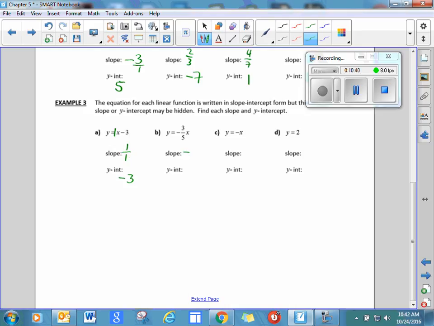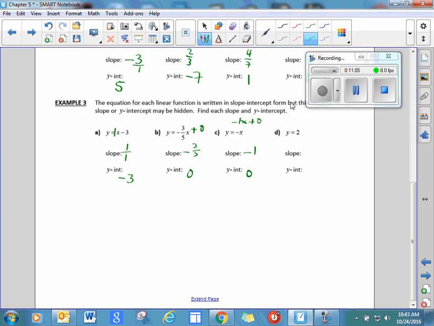Over here, yeah, the slope is -3/5, but I don't see a y-intercept. It's the ghostly 0, plus 0. He crosses the y-axis at 0. On this one, there is a ghostly -1 and a ghostly 0 on the back end. So the slope is -1. Again, the y-intercept is 0.